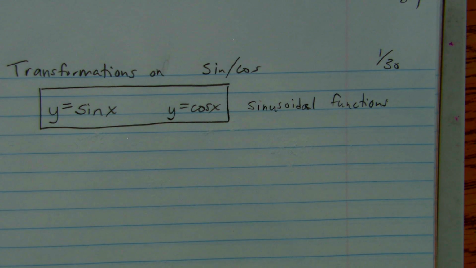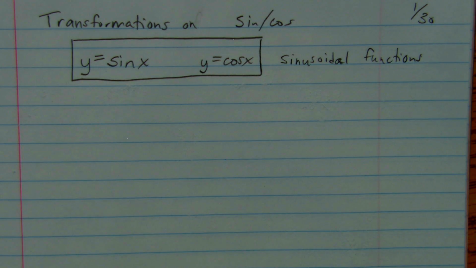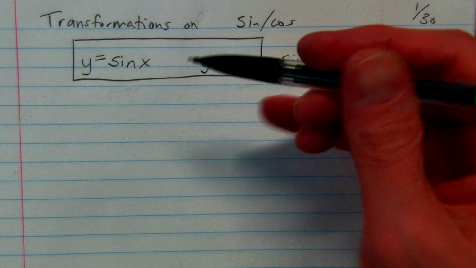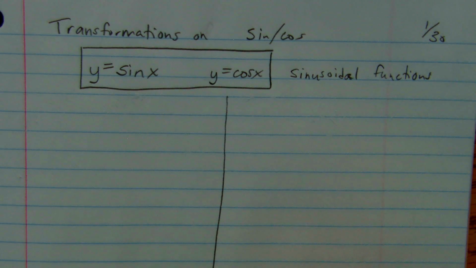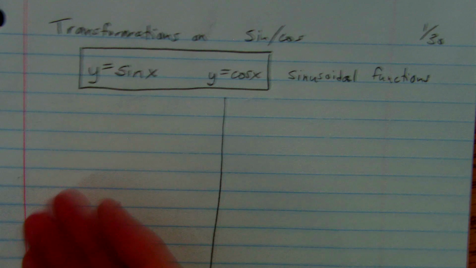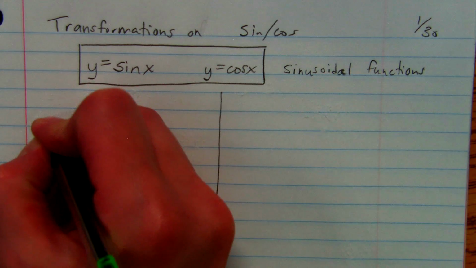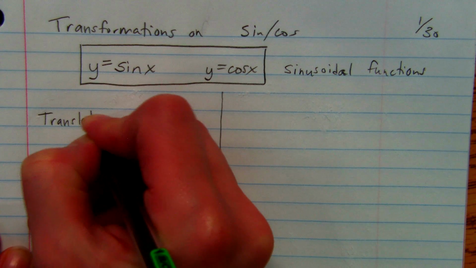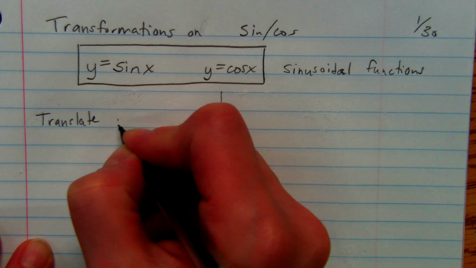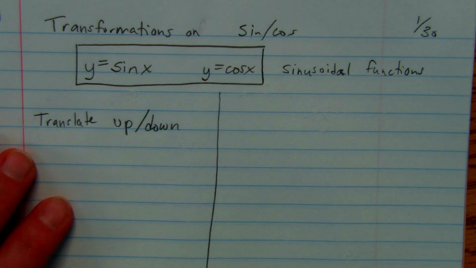We're just going to summarize everything that we've looked at so far and write down how we can move these around. So I'm going to make this paper into 2 columns, and we're going to write on the left side what we're wanting to do, and on the right side we're going to give an example. So let's say that I want to translate up or down. We'll do one sine one and one cosine one.